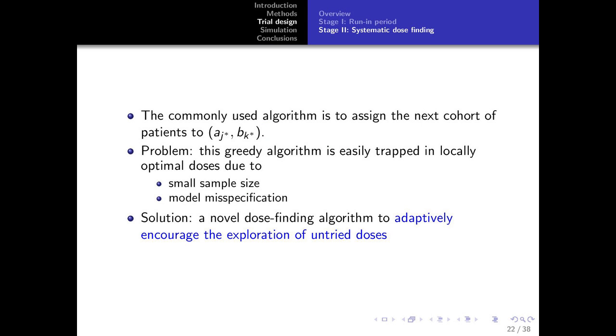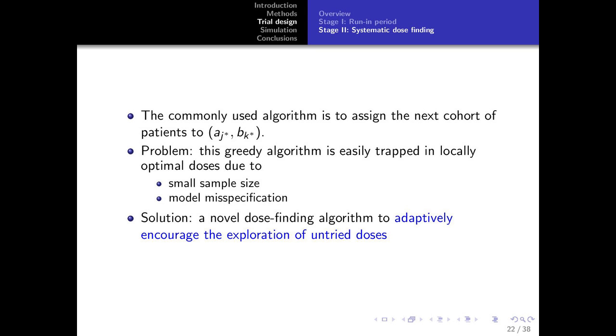However, the problem is, go to page 22. We find that the greedy algorithm is easy to trap in a local optimum, for two reasons. Because we have a small sample size, sometimes we don't even have enough data to tell us it's a local optimum, and we have already exhausted our sample size. We don't have more chance to explore the space.